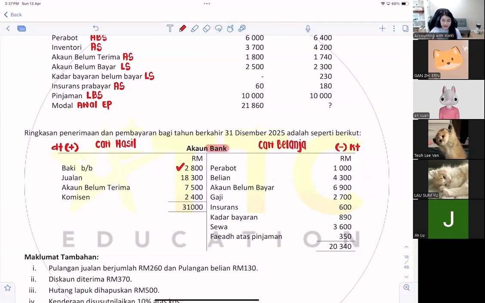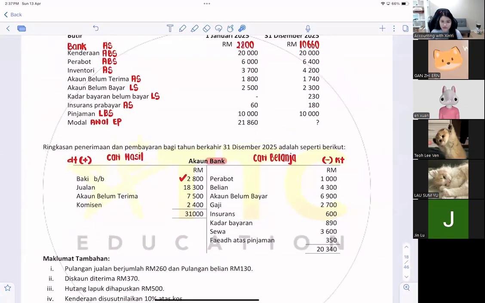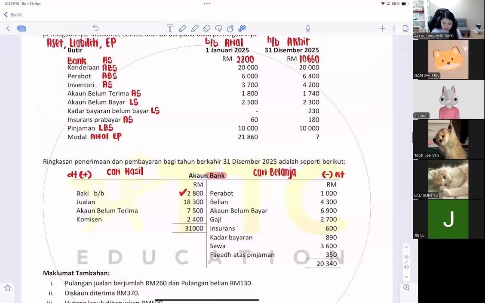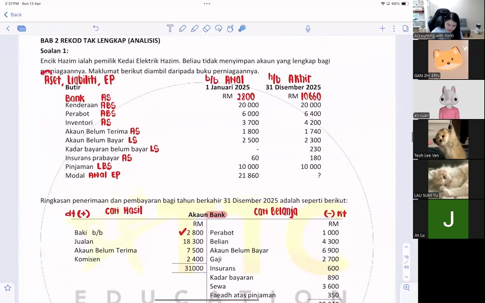So we kind of just look through, right? You can see obviously the hasil that is shown here is commission. Belanja available on the credit side are gaji, insurance, kada bayaran, sewa dengan faedah atas pinjaman. So there are like 5 belanja here lah. Okay, then now we should begin with our pelarasan already. So my suggestion is actually to start off with this section here, because the items, the pelarasan given is actually hidden. You have to do it by yourself. They don't hint you one, okay? One of it is kada bayaran, having a belum bayar.